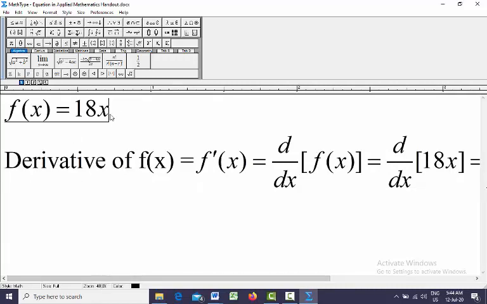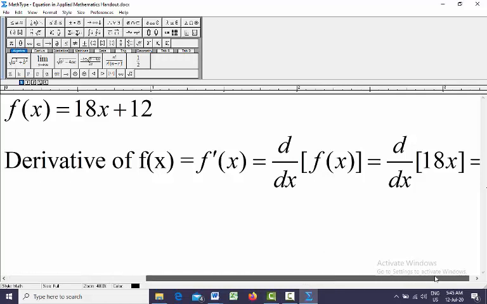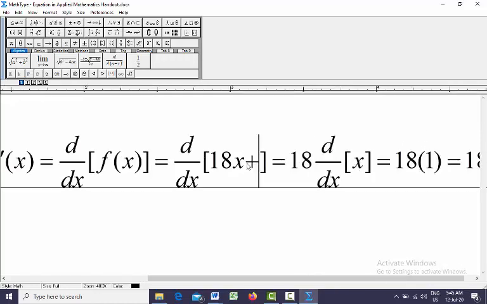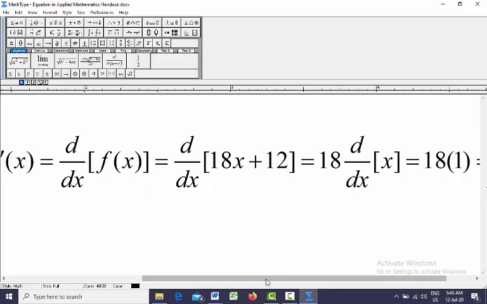the function is now 18x plus 12. Suppose the function is now 18x plus 12. So we need to do differentiation of this function, differentiation of 18x plus 12.